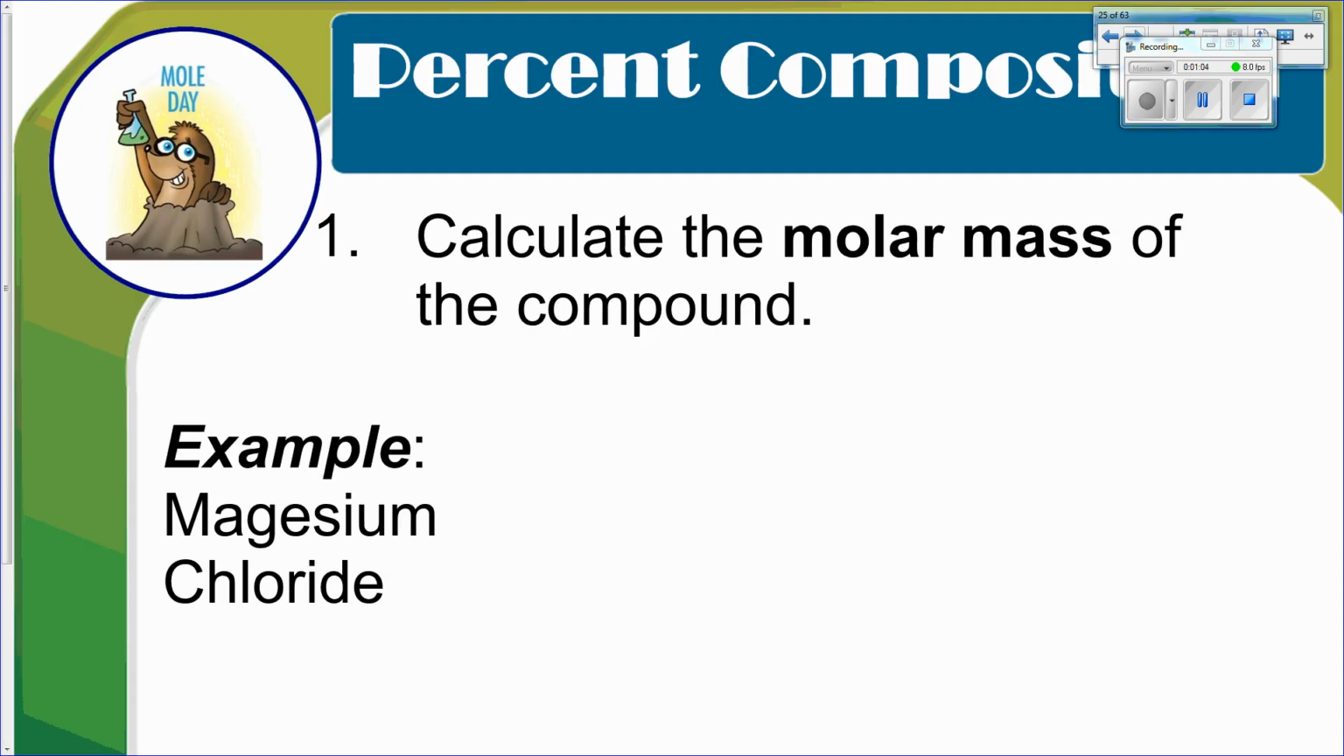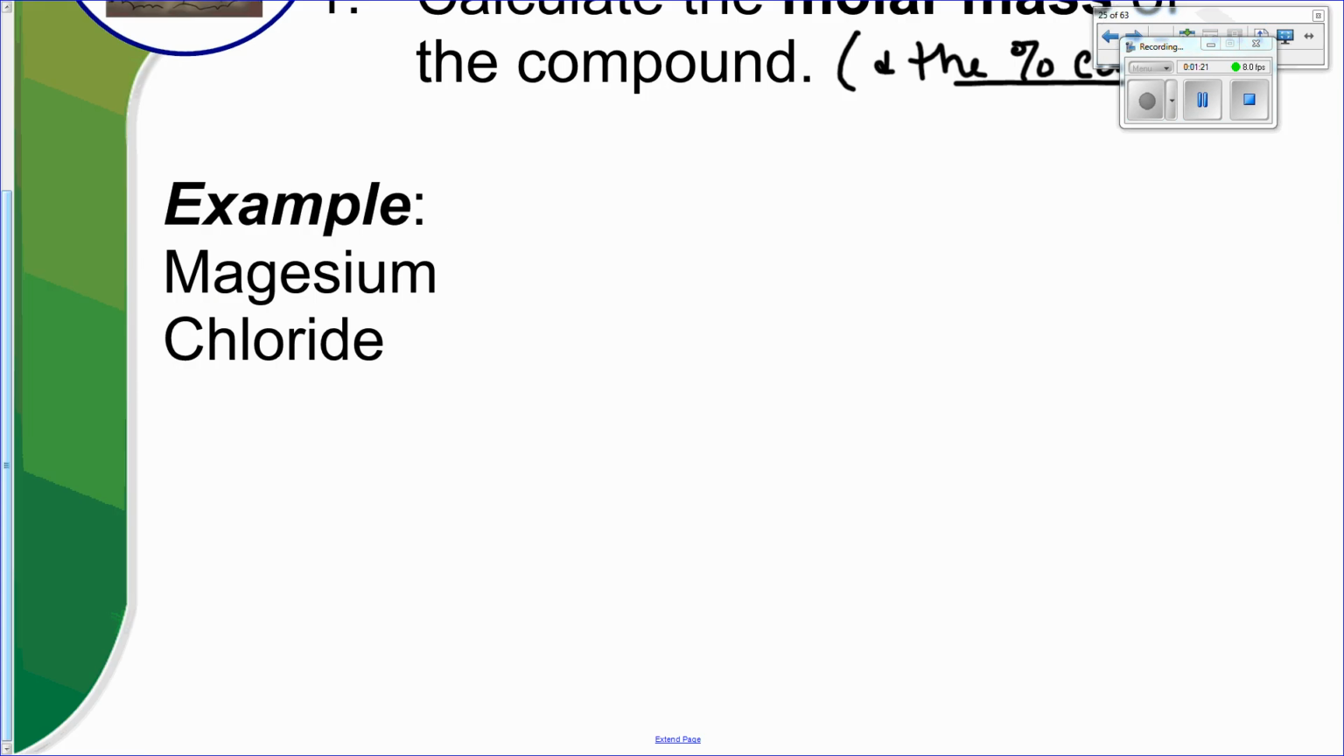So let's go ahead and do one. We're going to calculate the percent composition of magnesium chloride. Magnesium chloride, we know to be MgCl2. If we're going to plug this into our formula for percent composition, we need to know the molar mass of the compound and the molar mass of each of the elements in this compound. So we're going to start with magnesium.